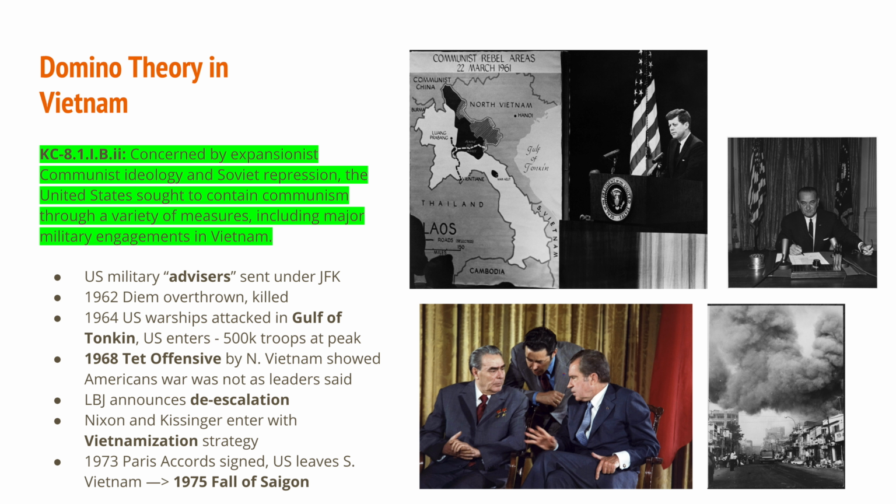When President Nixon gets elected in 1968, him and his advisor and later Secretary of State Henry Kissinger enter with the Vietnamization strategy. They knew that the Vietnam War was unpopular and that they needed to get out, but they needed to do it in a way that would not make it seem like the United States lost.